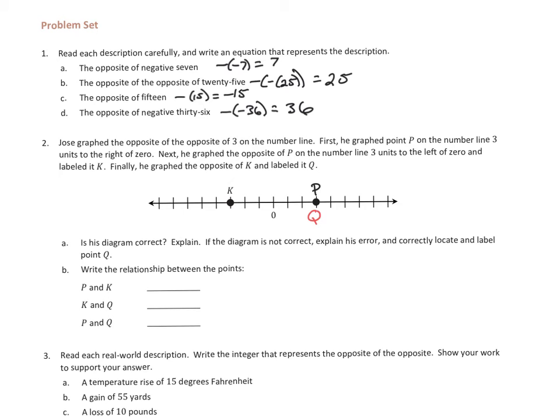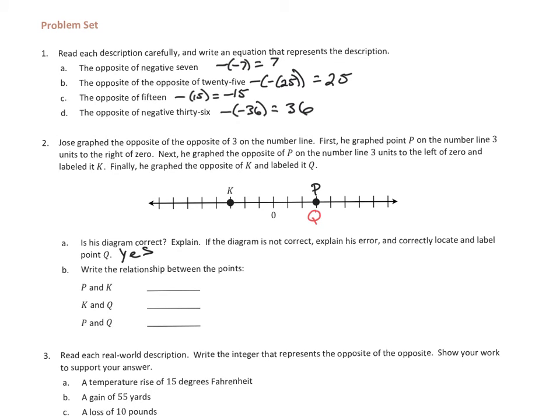So A says, is his diagram correct? Explain, if the diagram is not correct, explain his error and correctly locate and label the point Q. Well, it looks like his diagram is correct because he labeled them exactly opposite each other, and they are the same number away to the right or to the left of 0. So his diagram is correct.